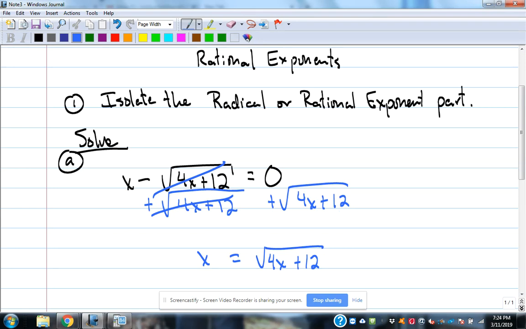Okay, now the fun part. We get to solve this equation. Now, the second step after you isolate that radical part is get rid of it. What's the index? 2. So that means it's a square root. How do you undo a square root? Square. And if I square that side to get rid of the radical, what do I have to do to the other side? Square it. So whatever's on the other side, I'm going to square it.